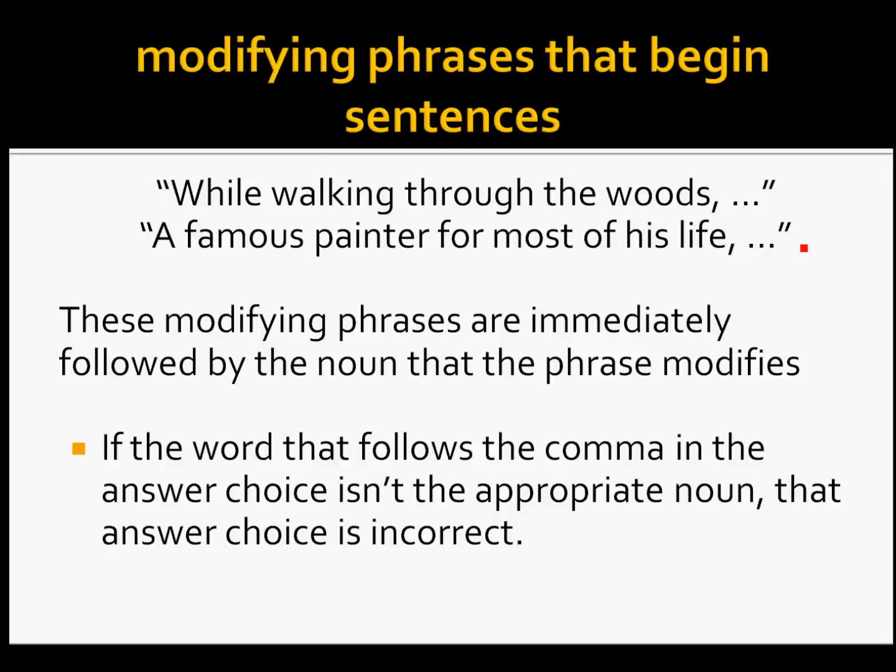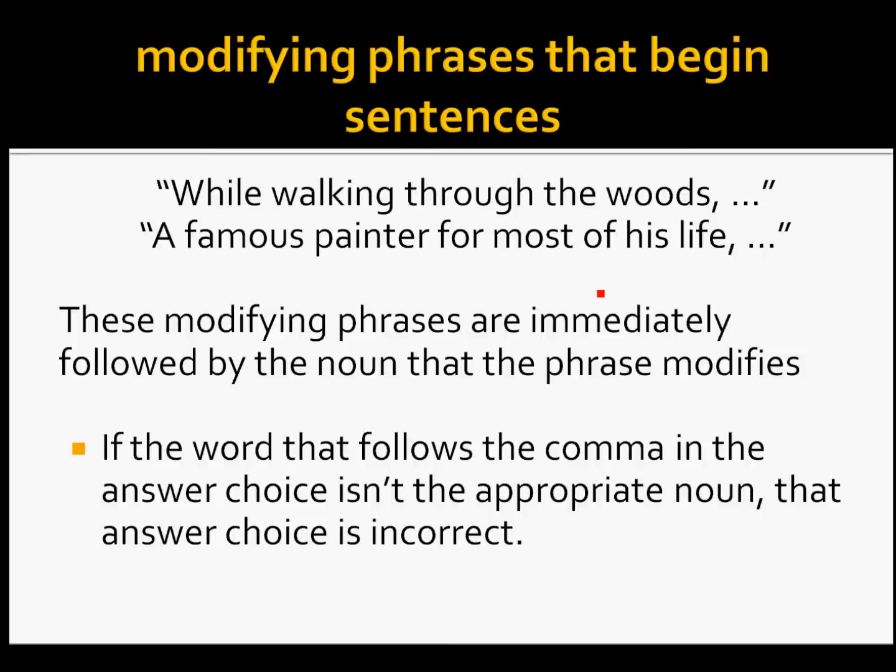When you see things like that to start the sentence, you know that there's usually going to be an issue here. Okay, now take a look again at these examples. So while walking through the woods, what follows that comma is most likely going to be whoever was walking through the woods. In the second, a famous painter for most of his life, most likely what's going to immediately follow that is the name of a famous painter.